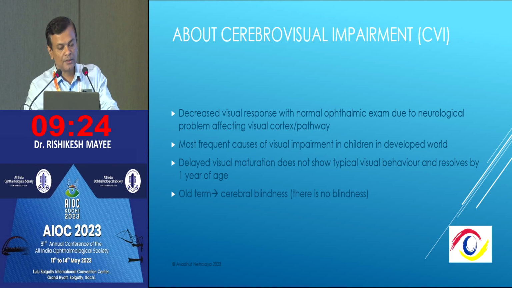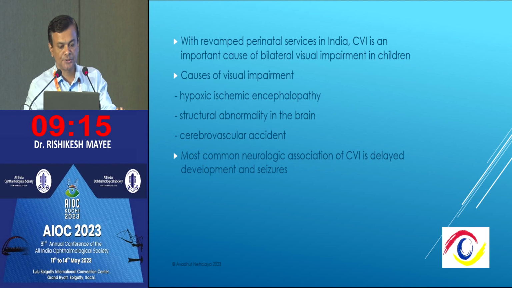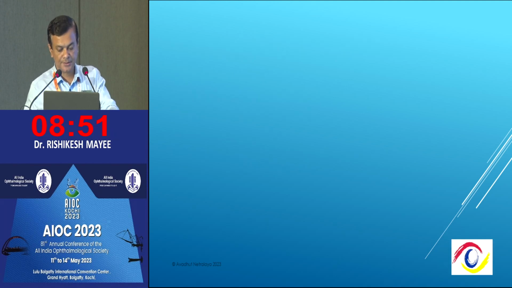The older term for CVI was cerebral blindness, but because of neuroplasticity, the patient usually doesn't have blindness, and usually gains some amount of vision. There have been revamped perinatal services in India, because of which CVI is an important cause of bilateral visual impairment in children, even in India. The most common cause is hypoxic ischemic encephalopathy. There can also be a structural abnormality in the brain or cerebrovascular accident. The most common neurological association is delayed development and seizures.